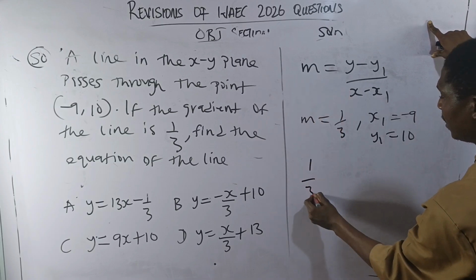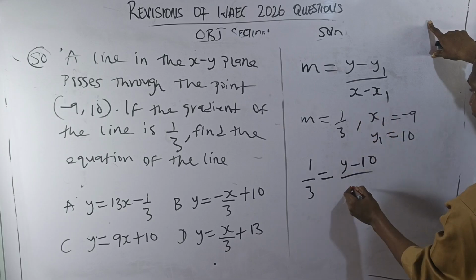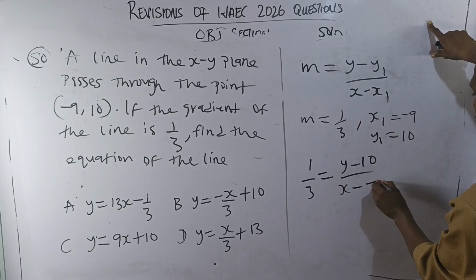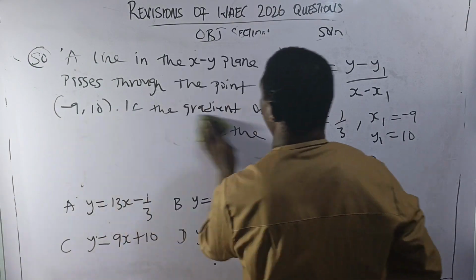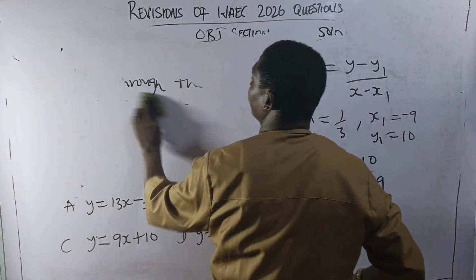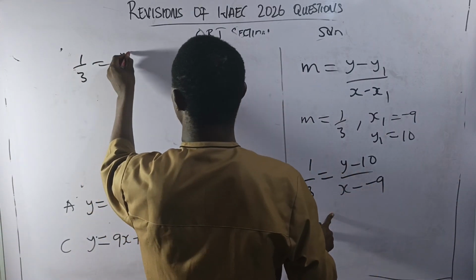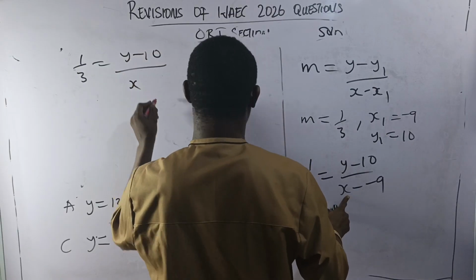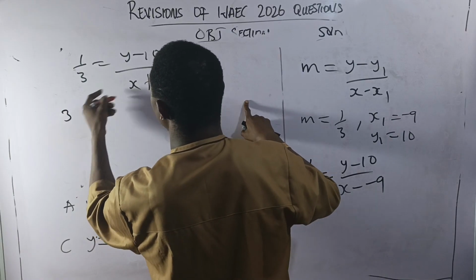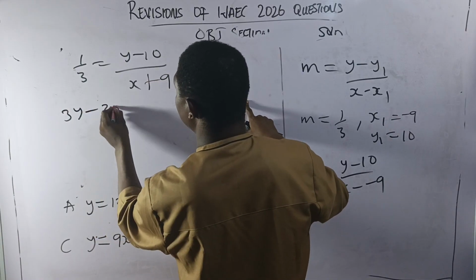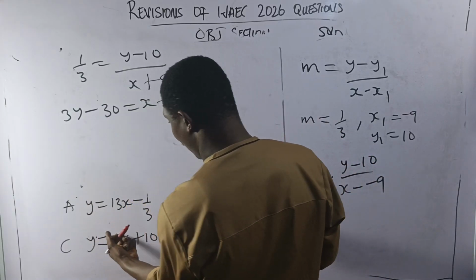I'll put these three values into the expression. So my m is 1 over 3 equals y minus y1, which is 10, all over x minus x1, which is minus 9. Now, let me clean this up so that I can just finish it here. So this will give me 1 over 3 equals y minus 10 all over x, minus minus is plus, so I have plus 9. So if I cross multiply, I'll have 3y minus 30, 1 times x is x, and 1 times 9 is 9. Now I'm looking for y. Remember, y is the subject of the formula here.